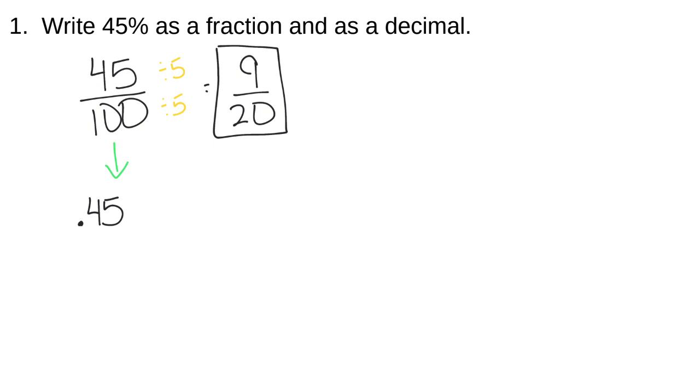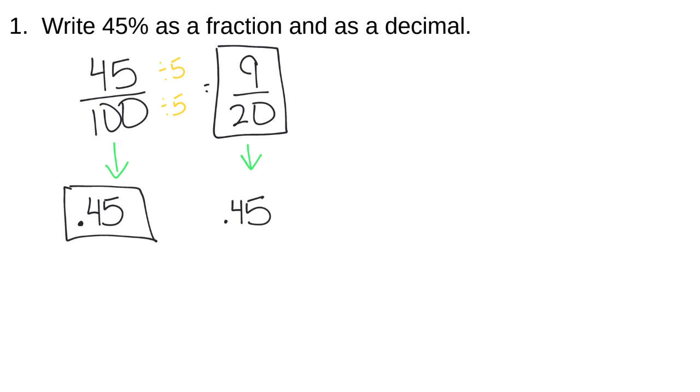Another way we could do it is from this fraction. Remember, fraction and division are the same thing. So you could grab a calculator and do 9 divided by 20. And 9 divided by 20 is also 0.45. Same thing. So we've confirmed, we know this is for sure the decimal.